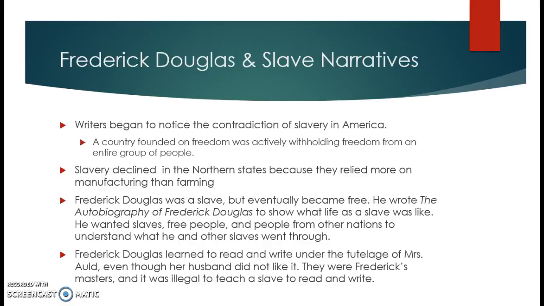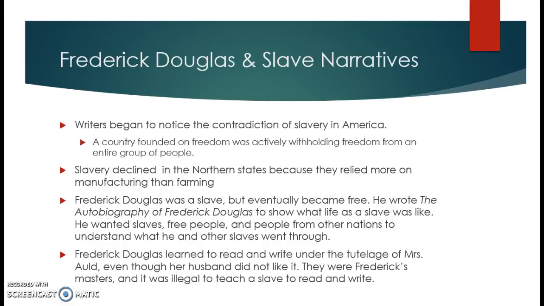Slavery began to decline in the northern states because they relied more on manufacturing than on farming, like the southern states did. Frederick Douglass, we read his autobiography, or part of it, and he wrote it to show what life was like as a slave. He wanted slaves, free people, and people from other nations to understand what he and other slaves went through. It was a first-person account.